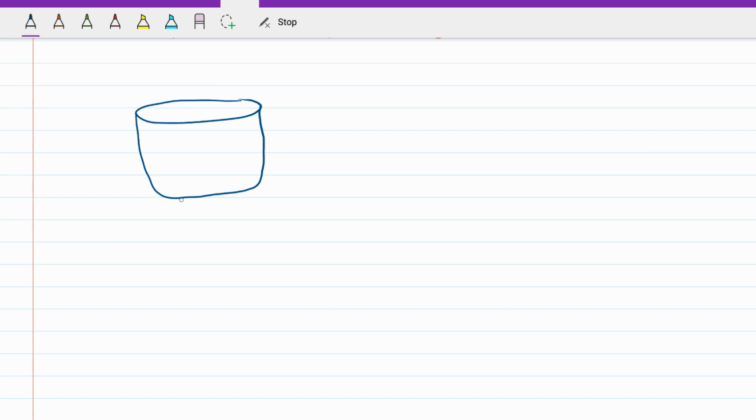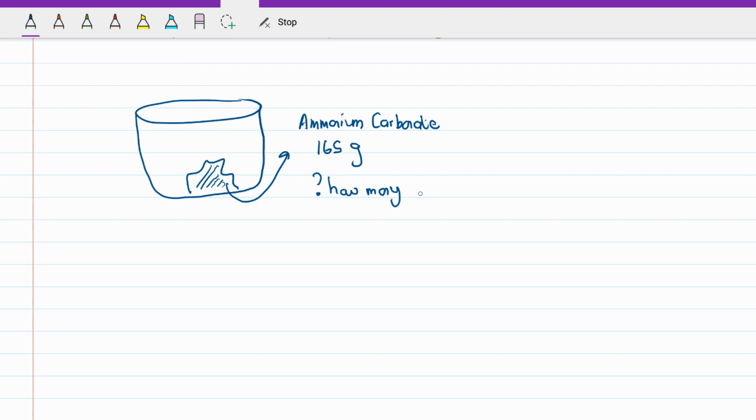So I have a beaker, and inside of my beaker I have ammonium carbonate. Now this is what they can actually ask you in the exam, and you need to know what ammonium carbonate looks like. What is the formula of that? They tell you you have 165 grams of that in there, and I want you to work out how many anions and cations. So you need to determine how many ions first of all.